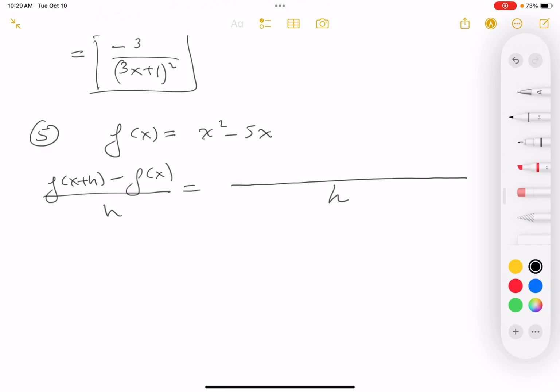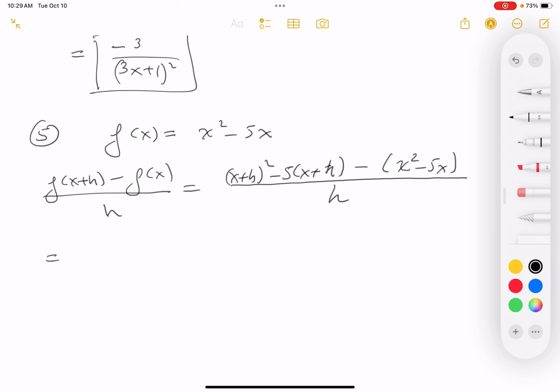That's going to be h. What do you get here? Well, you can get x plus h squared minus 5 times x plus h. Now, a lot of students make an error in the subtraction department, but it's minus that function. So I'm going to put it in parentheses, by the way.